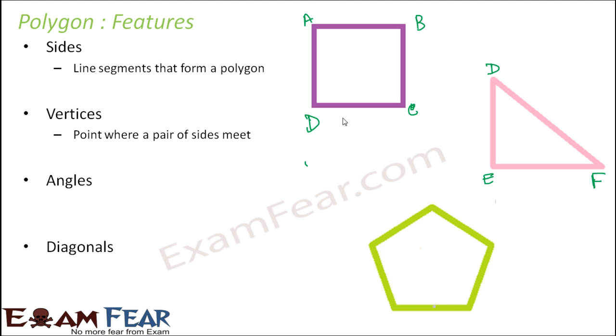Vertices are the points where a pair of sides meet. For this one, points A, B, C, D are the vertices. For this triangle, points D, E, F are the vertices. For this pentagon ABCDE, the vertices are points A, B, C, D, E. Because you see, A is a point where the sides AB and AE meet. Similarly, B is a point where the sides AB and BC meet. Similarly, all these points are the vertices.